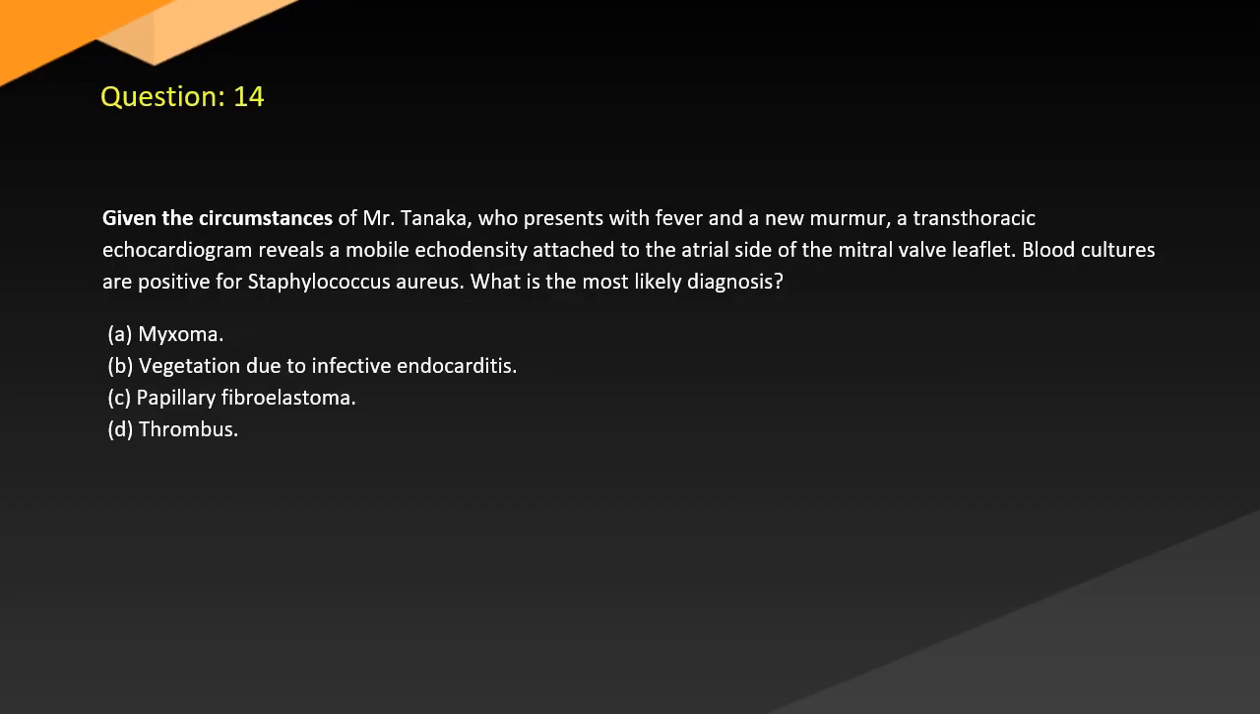Question 14. Given the circumstances of Ms. Tanaka, who presents with fever and a new murmur, a transthoracic echocardiogram reveals a mobile echo density attached to the atrial side of the mitral valve leaflet. Blood cultures are positive for Staphylococcus aureus. What is the most likely diagnosis? A. Myxoma. B. Vegetation due to infective endocarditis. C. Papillary fibroelastoma. D. Thrombus.